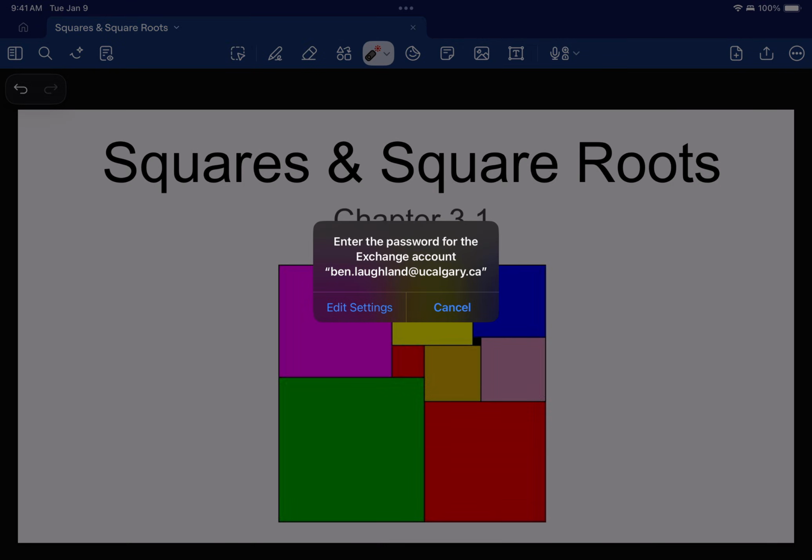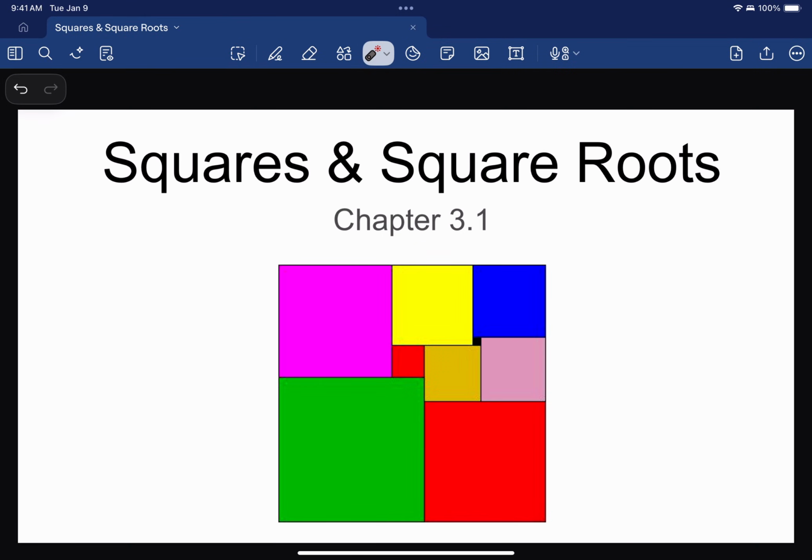Okay, hello grade 8s. We are getting into a new unit. This is called squares and square roots. So we're learning all about squares and all about square roots. Very exciting stuff. So we can see some squares here.